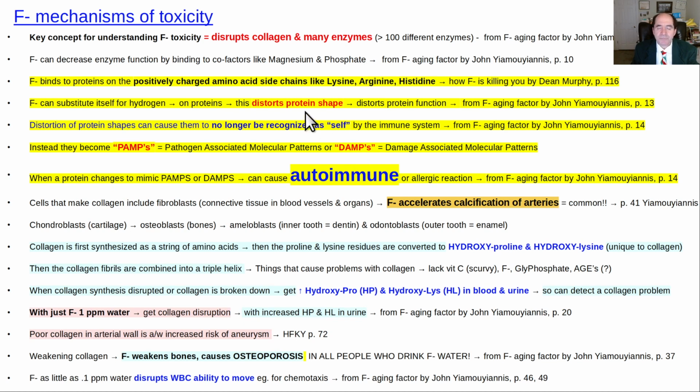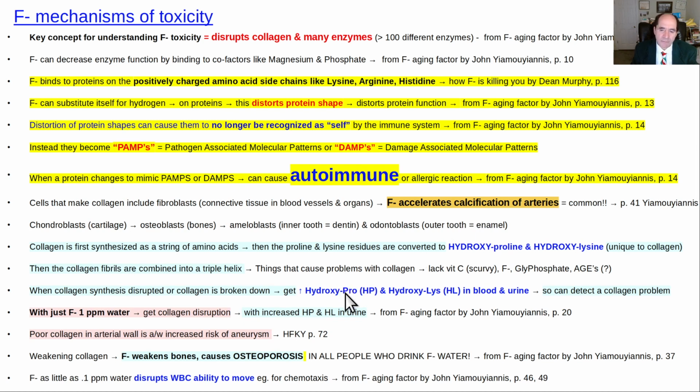We talked about the positively charged side chains of amino acids, H-A-L: histidine, arginine, lysine, where the hydrogen bonds will be formed, and F- will distort those and potentially lead to autoimmune disease by those distorted proteins being recognized by the immune system as foreign. It'll also accelerate atherosclerosis, like damage to arteries, causing their calcification. And this is the last slide.